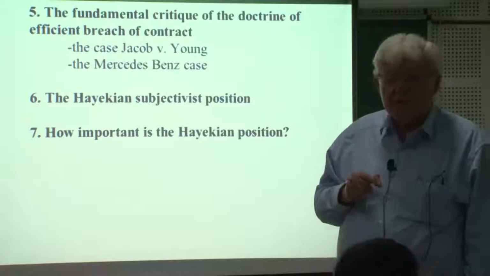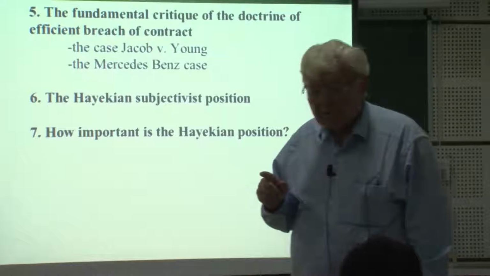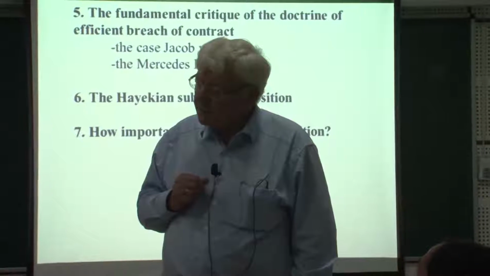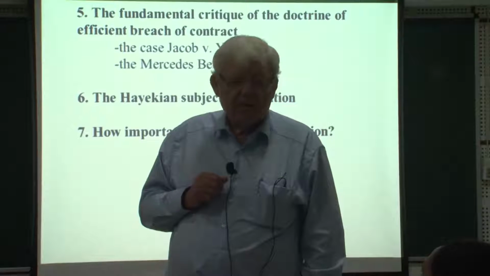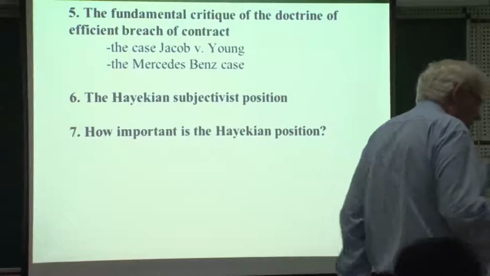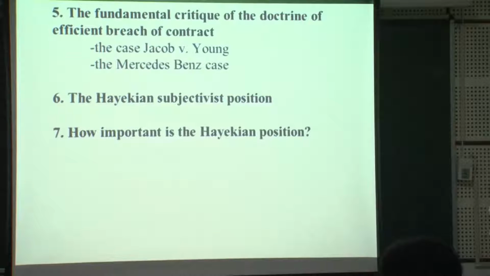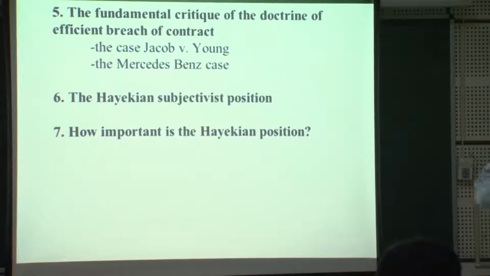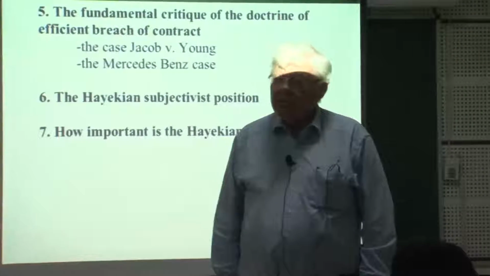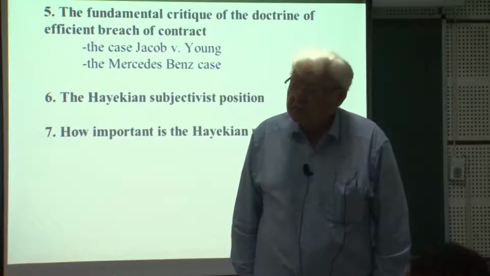Now, what would happen if that is the rule? Assume that this is the rule. What would the consequence then be? There would be no breach. And now some economists say, if there would be no breach, because there is no incentive, you can never make a profit from a breach of contract, because you must give all your profits to the other side. If there is no breach, then there is also no efficient breach.